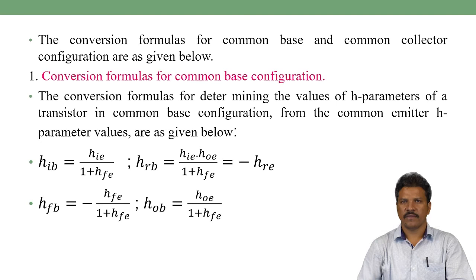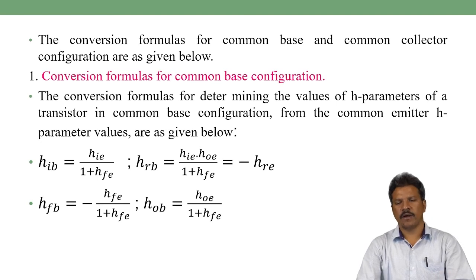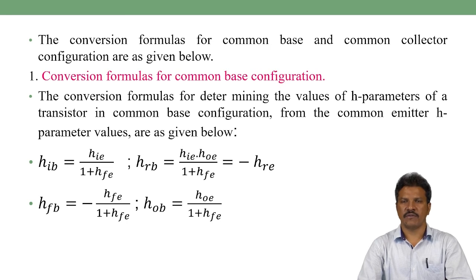Now, by studying all the CE, CB and CC configurations, most of the time the specification sheet is given for the CE configuration. So the conversion formulas are required in order to find the common base and common collector parameters when the given specifications are in terms of common emitter.